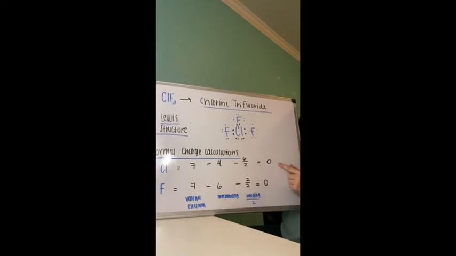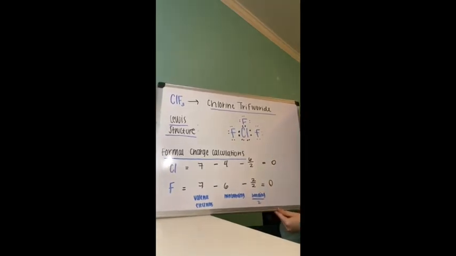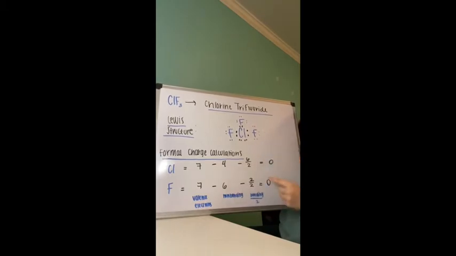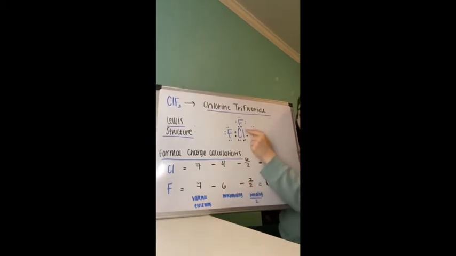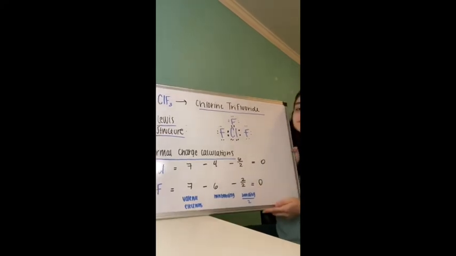Then equaling 0. For fluorine, since they're all symmetrical, doing 1 will equate to us doing all 3 of them. 7 valence electrons minus 6 that are not bonding, which are around, minus the 2 that are already bonding with Cl, divided by 2 equaling 0.